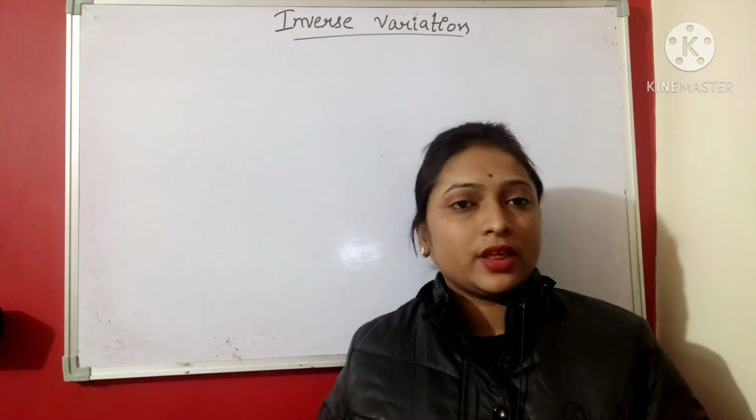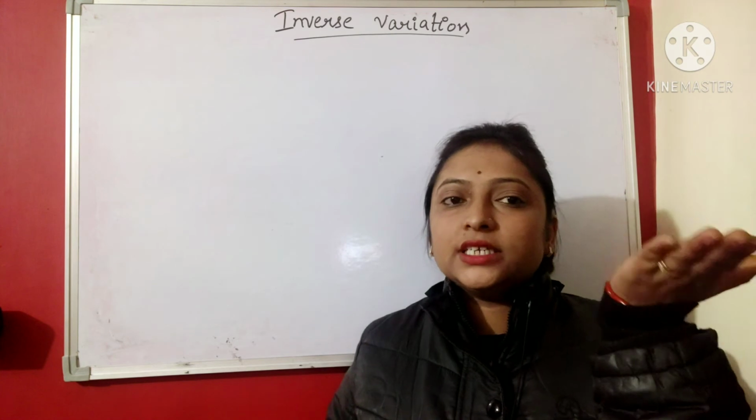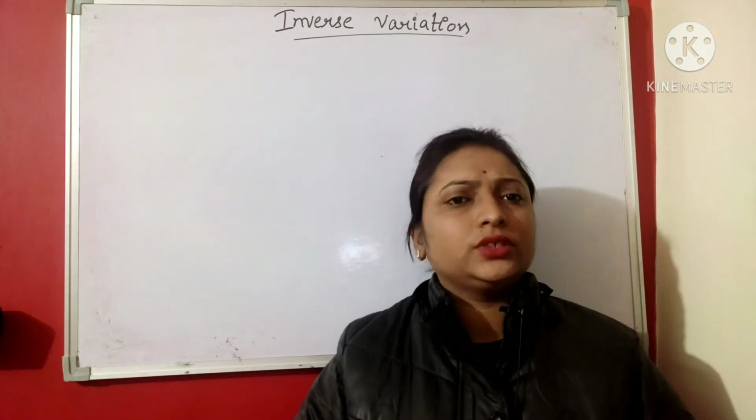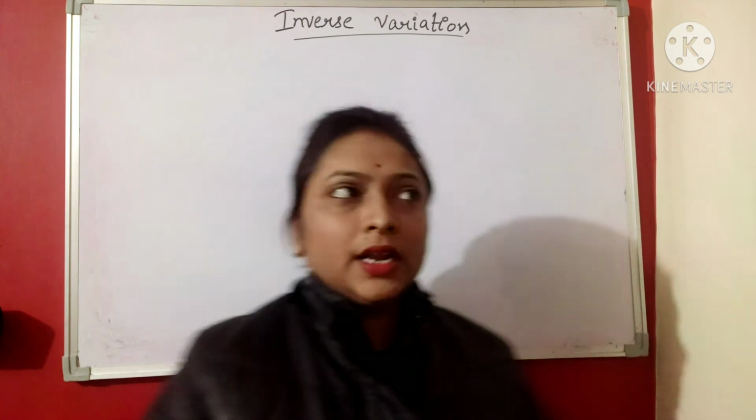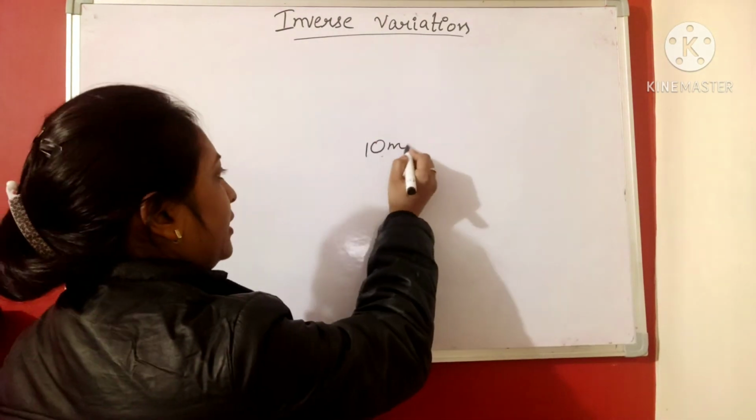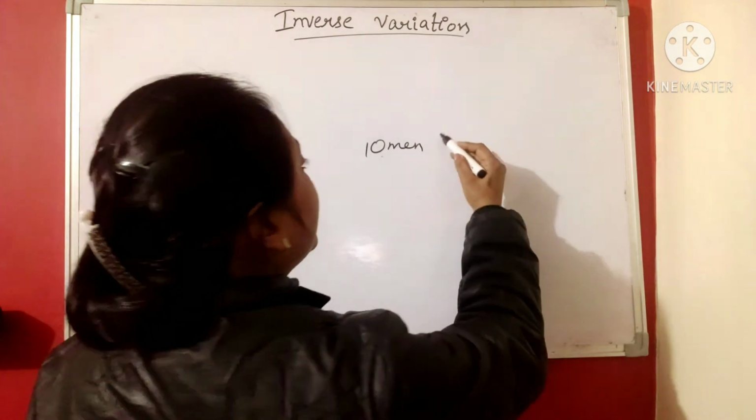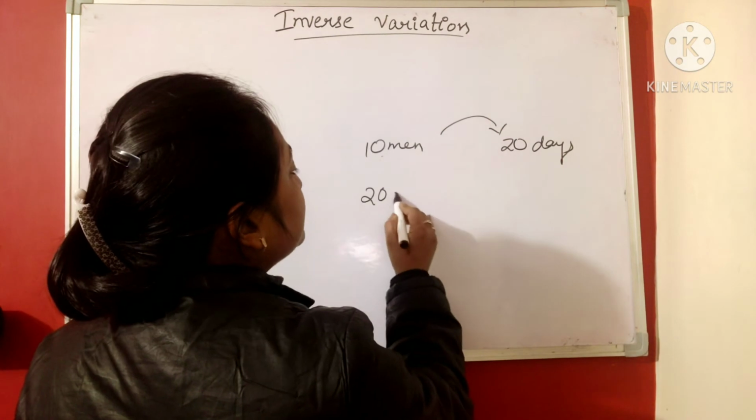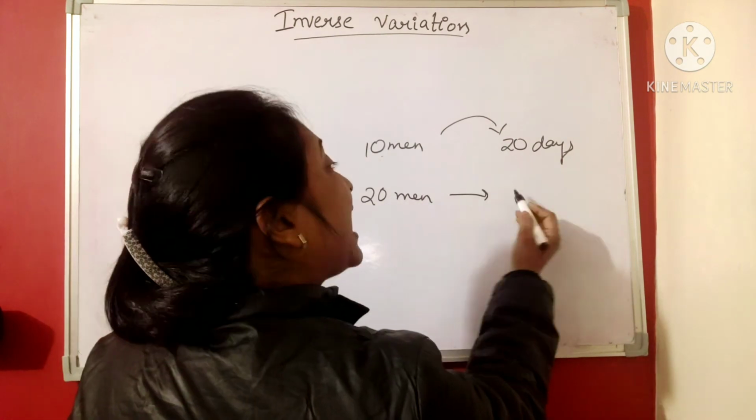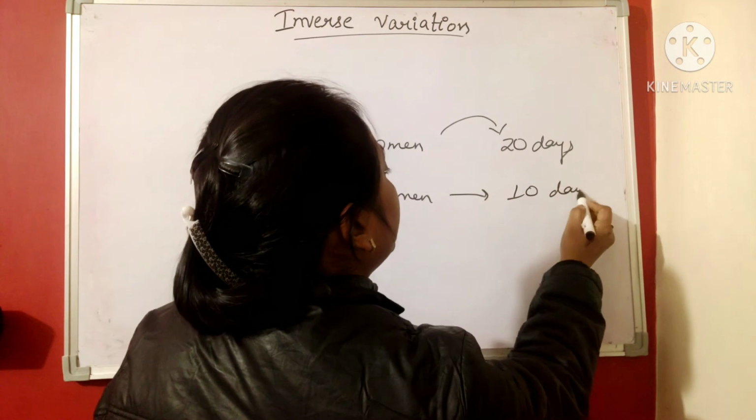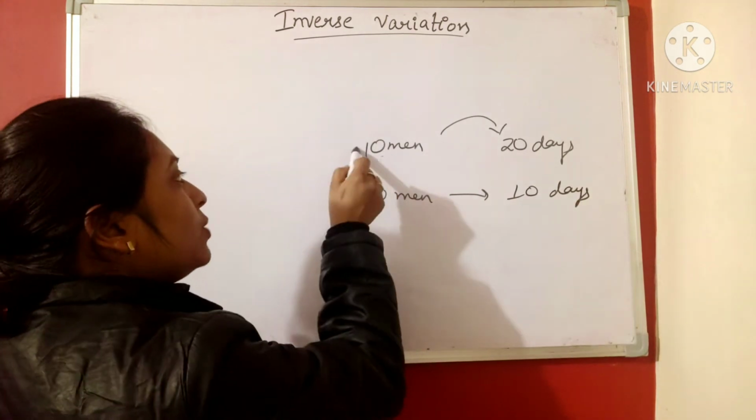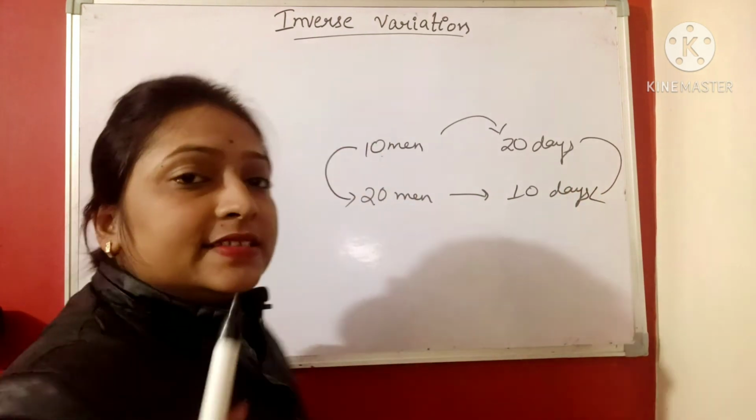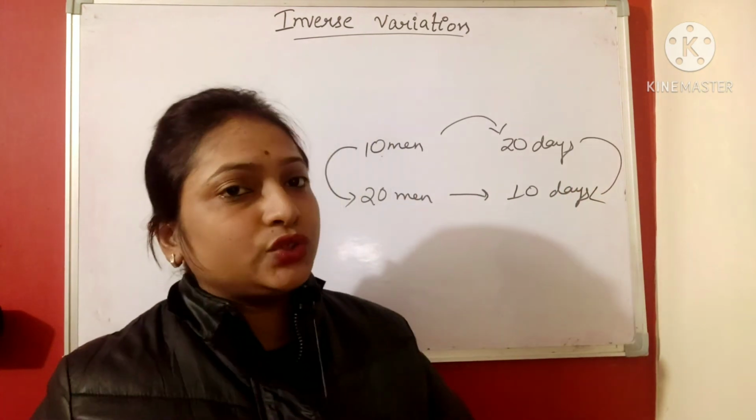In inverse variation, when one quantity increases, the other decreases. This is the case of inverse variation. Now what does it mean? For example, if 10 men are working, then a house can be constructed in 20 days. But if 20 men are working, the house can be constructed in 10 days. Here, when one quantity is increasing, the other is decreasing. In such cases, inverse variation is formed.